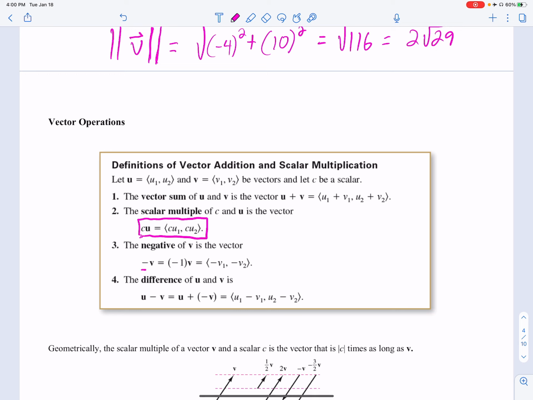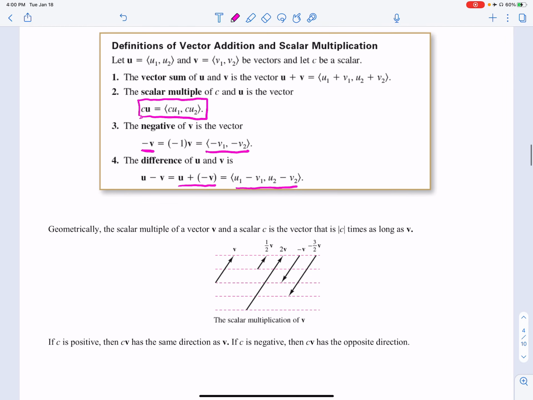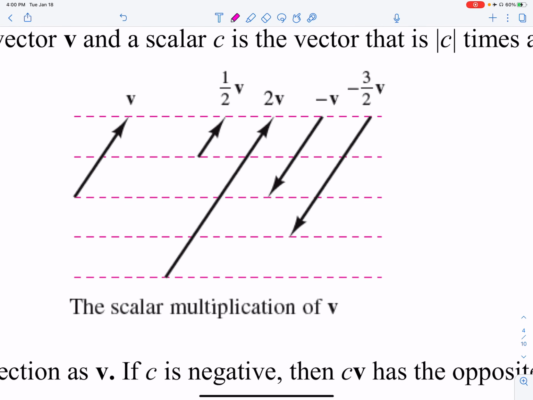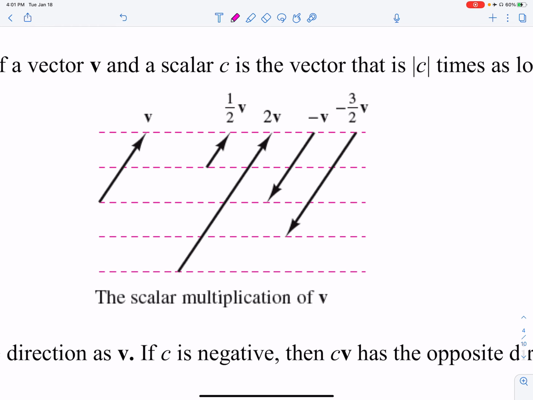The negative of v, if I have a negative v, all I do is negate both of the components, so change the signs. The difference of u and v is the same thing as adding that, which gets me this same rule here. So it's component-wise, like we want it to be. Geometrically speaking, all this stuff, if we take a look at v, I'm going to zoom in here. Here's v on the far left. And each one, you can see how they're affected.